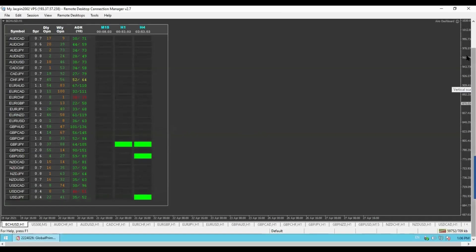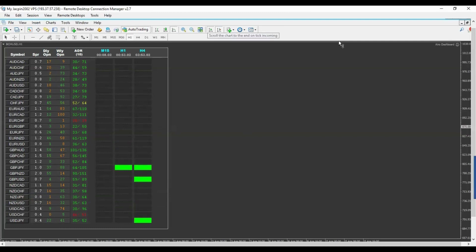I'm sharing my AIRO screen right now, my dashboard and everything, so you guys should be able to see it. If not, let me know in the chat. But I have all 28 currency pairs on here, and I have it on the M15, H1, and H4. If I get an alert, it'll pop up. If I don't get an alert and you do, let me know.